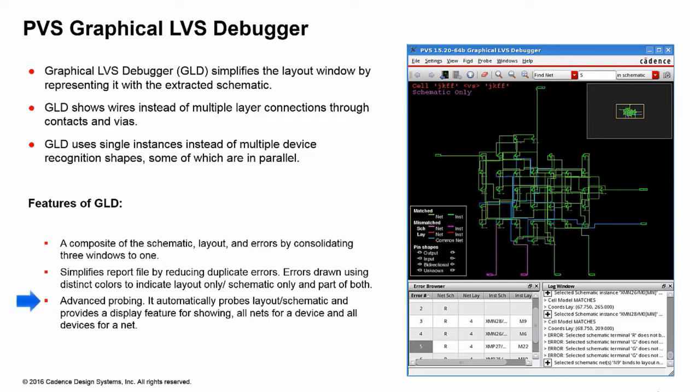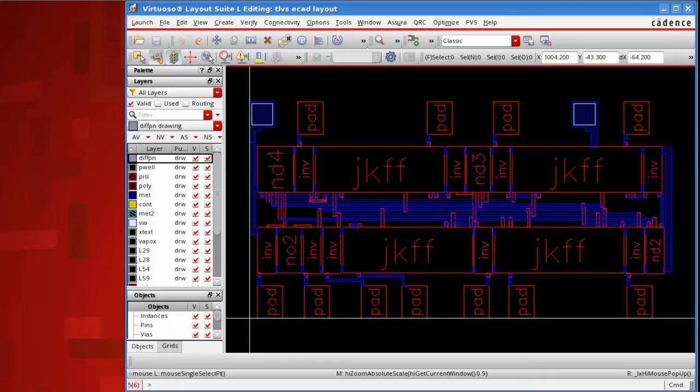GLD employs advanced probing. It automatically probes layout and schematic, and provides a display feature for showing all nets for a device and all devices for a net. Let's look at a practical LVS issue and see how GLD helps sort it out.